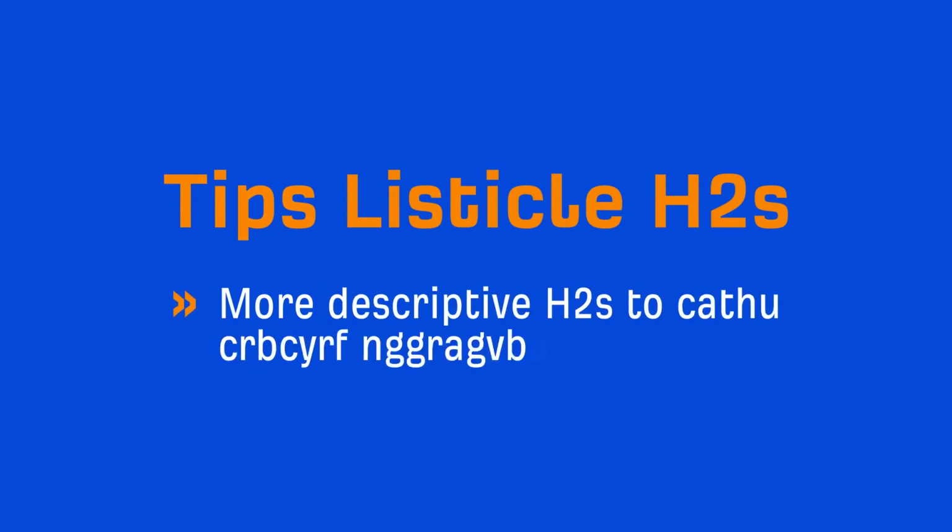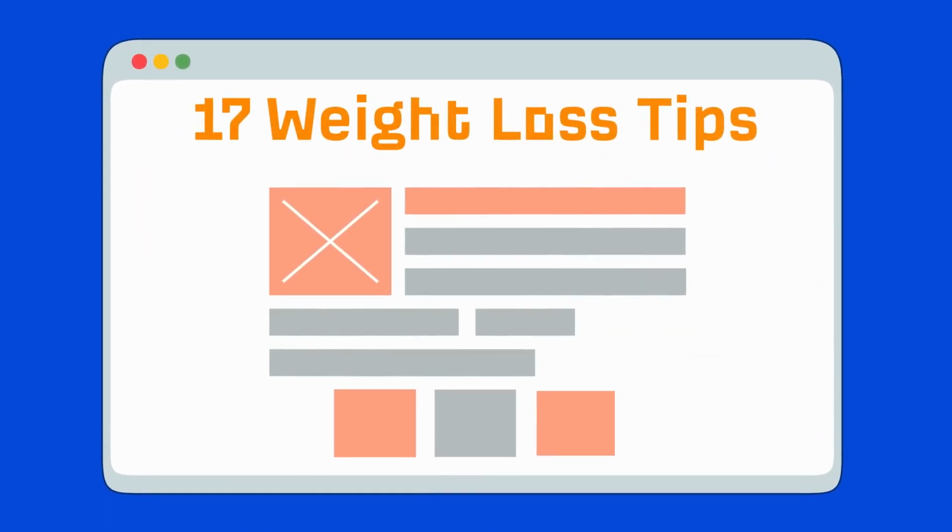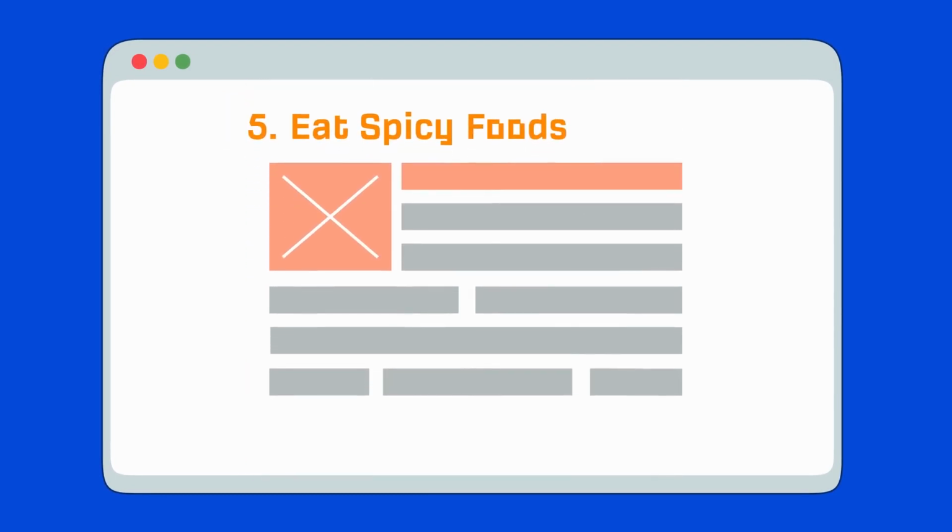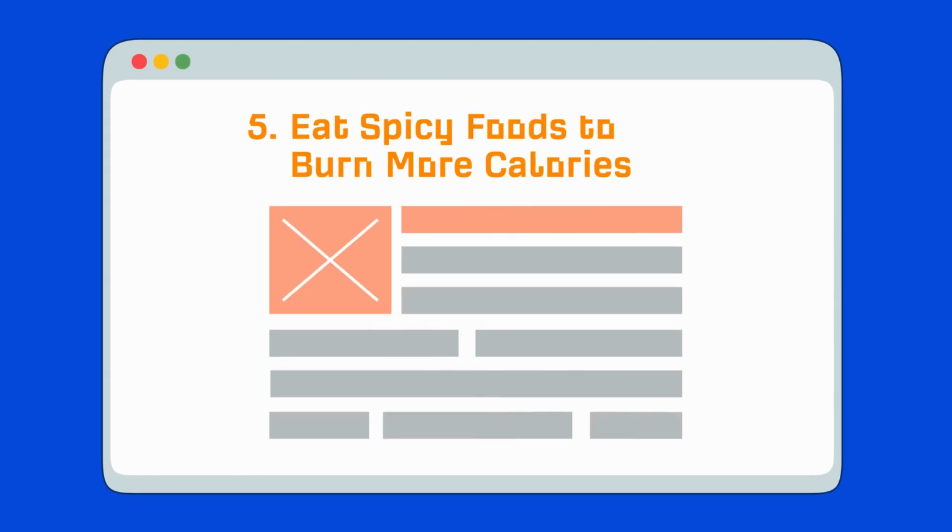Whereas if you're doing a tips listicle, you'll want to create more descriptive H2s to catch people's attention. For example, if your post was on 17 weight loss tips, rather than having point 5 as eat spicy foods, you might put number 5, eat spicy foods to burn more calories.